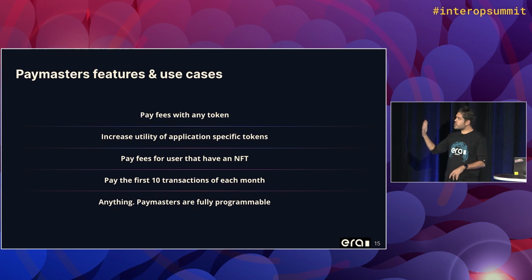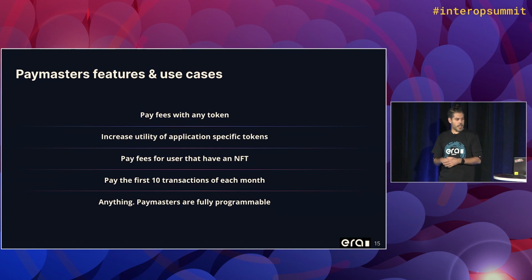So some of the use cases and features that you can build: pay fees with any token. If you are allowing users to pay fees with ERC20 tokens, you are basically increasing the utility of the ERC20 token itself. Imagine that Uniswap decides that in order to do swaps on Uniswap, you have to pay the transaction fees with the Uni token. The Uni token, instead of being used just for governance, will have this utility. So utility brings value, so that's a good use case.